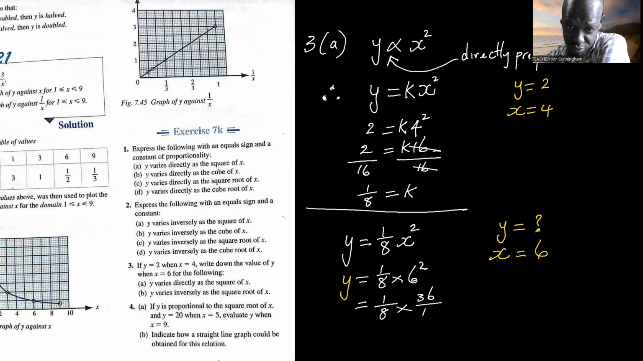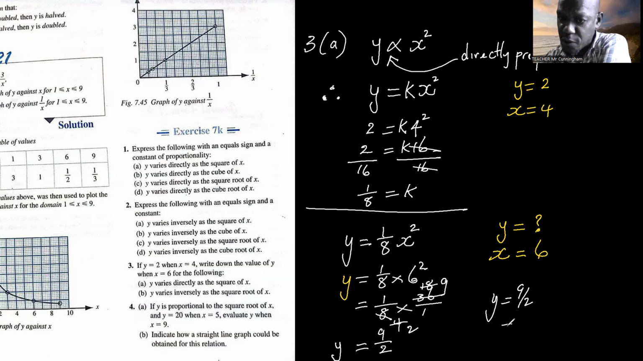So 6 squared is 36. 36 over 8 is 18 over 4, which is 9 over 2. So that's 9/2. So y is equal to 9/2 or 4.5.